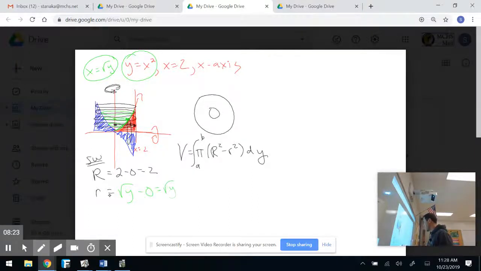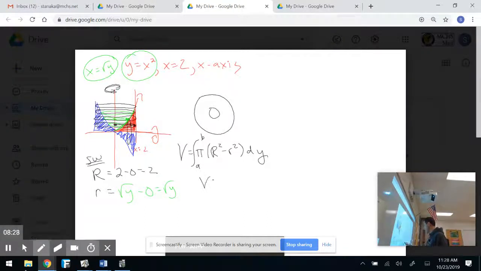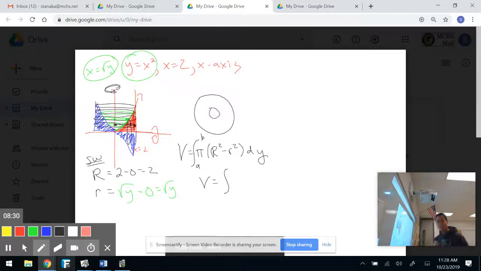So that's just the square root of y. So how do I finish this problem? It says the volume is equal to the integral. It all has to be in terms of y's, right? Why? Because all of these washers are perpendicular to the y-axis.